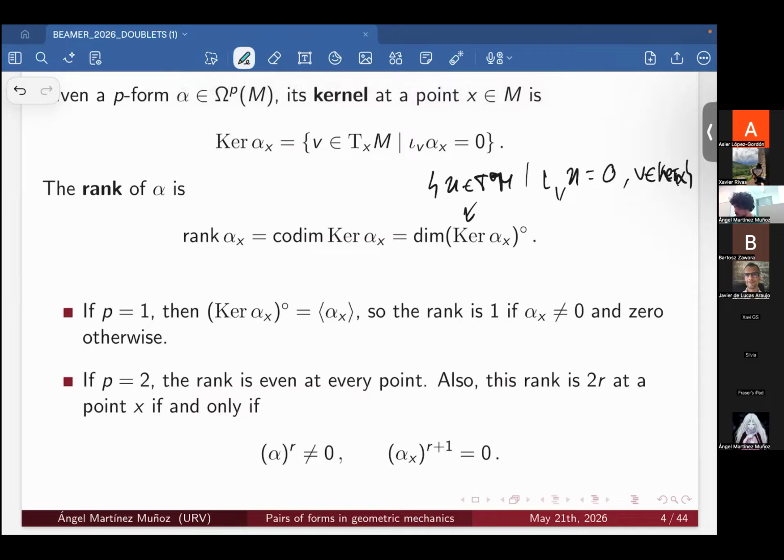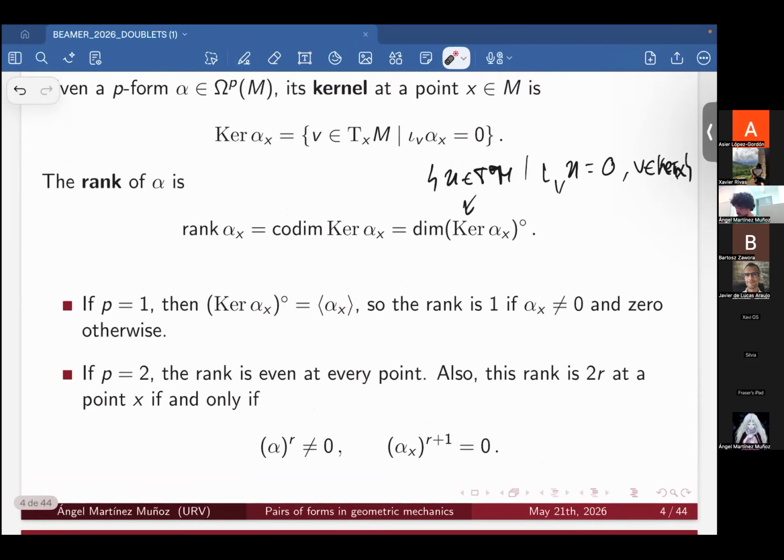And as we are focusing on the case of one forms and two forms, it's important to study this kernel for these specific cases. And it's very interesting that they are very restricted, because if we have a P form, one form, sorry, so P equals 1, then the annihilator of the kernel is just the form.